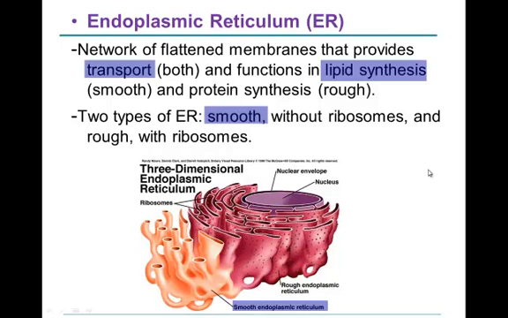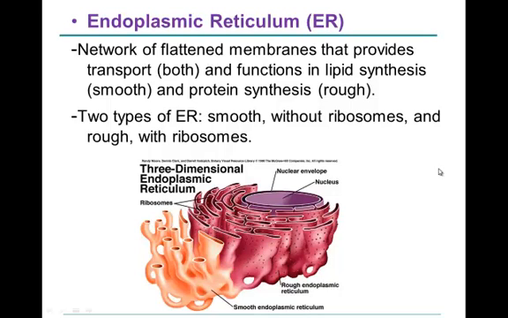In the diagram at the bottom, this is smooth endoplasmic reticulum. That's one of the two types, and it has two functions. It functions in transport, because both types of ER do that. And smooth endoplasmic reticulum also functions in lipid synthesis.